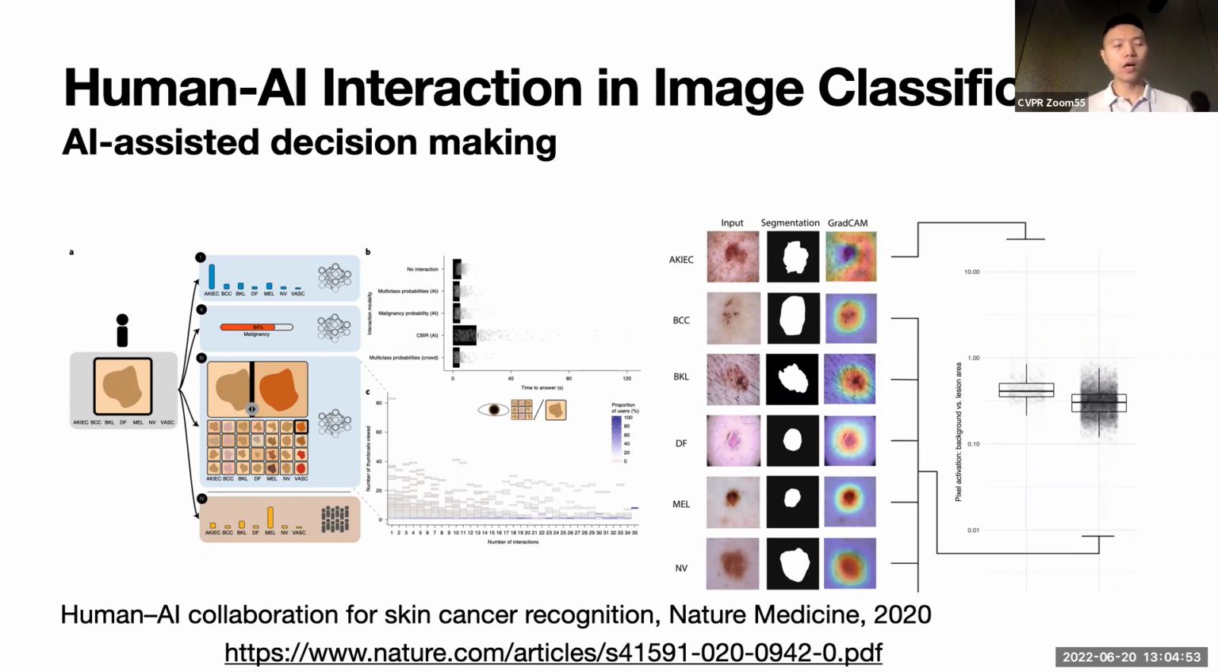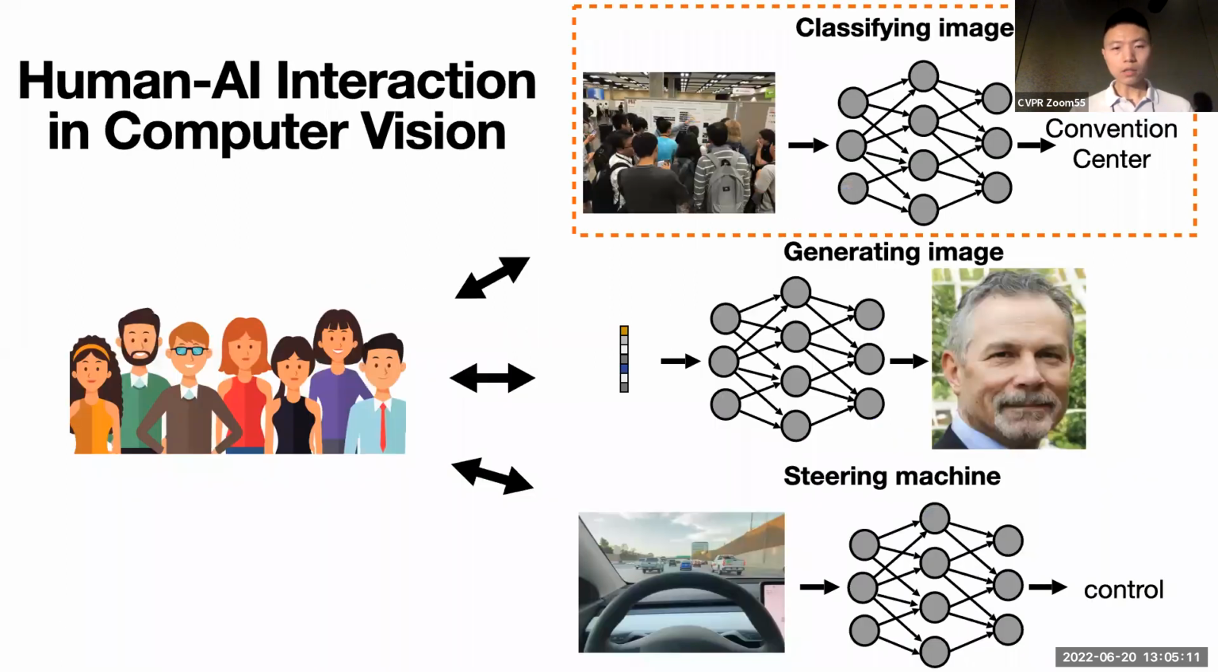I think that kind of human-AI interaction for medical decision making will be a very important future direction, because we cannot totally replace our human doctors and medical experts. So we have to build this human-AI-in-the-loop decision making. So that is the part for image classification.